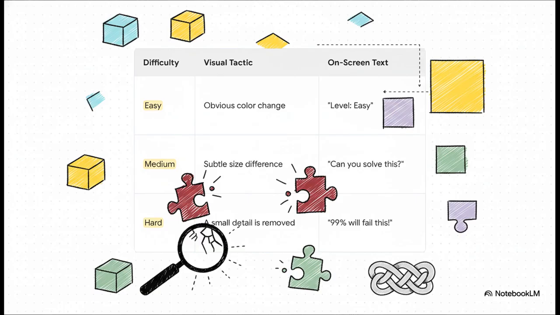So how do you actually signal the difficulty? Well, for an easy puzzle, you might just do a really obvious color change and label it level easy. For medium, maybe a subtle size difference with the text, can you solve this? And for the hard ones, you remove a tiny little detail and hit them with that classic, irresistible hook. 99% will fail this. This whole framing thing manages their expectations and makes solving that hard puzzle feel like a genuine achievement.